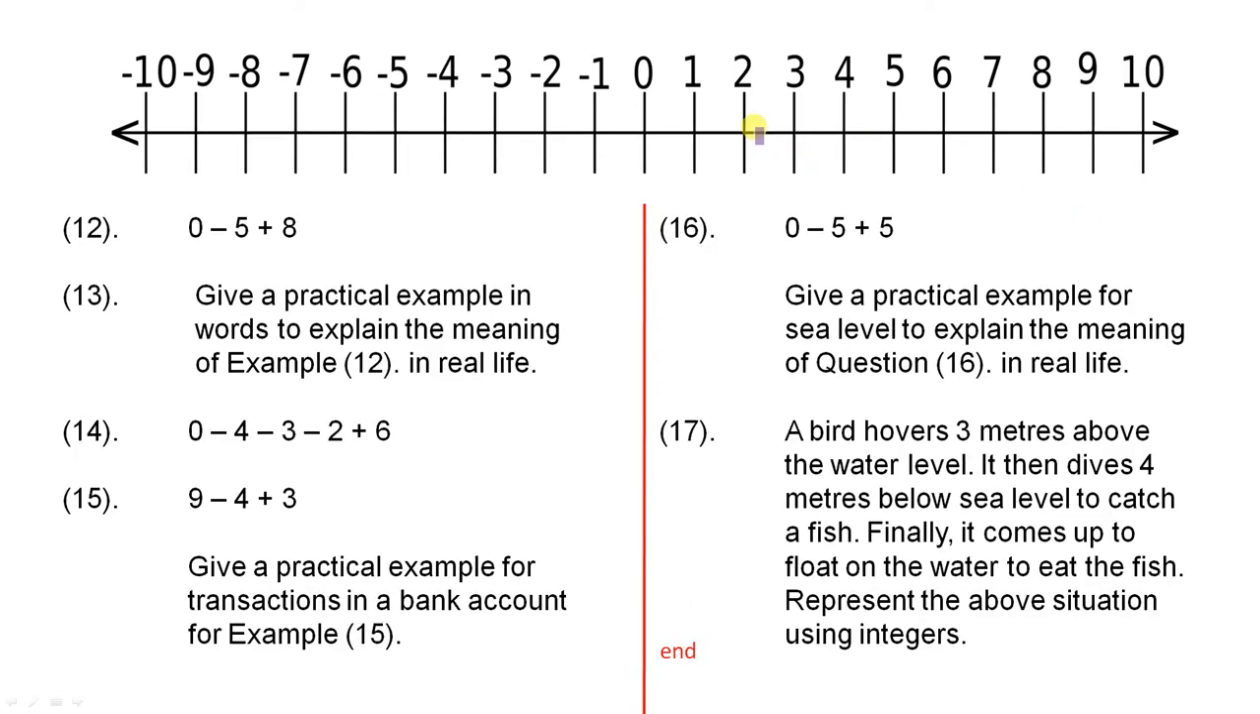So I've repeated the number line here just to make it straightforward for you so you can actually see it. There's another basic example. So after you've done this one, give a practical example in words to explain the meaning of example 12 in real life. So just have a think about how you could explain what's going on here in real life. Then we can use the number line to solve that.